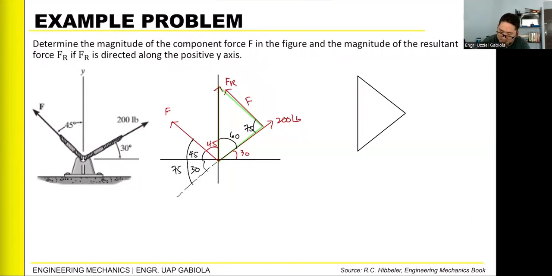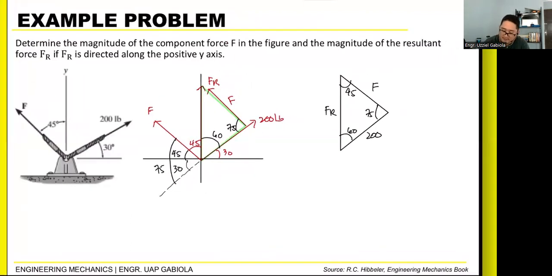Ayan. So, 75 and then ito 60. And ang total ng triangle ay 180. So, ma-minus mo lang. 180 minus 75 minus 60. That is 45. Okay? Which is correct kasi ito alternating angle sila. Kung 45 to, dapat 45 yan. Okay? And then, ito yung FR natin. Ito yung 200 natin. And then ito yung isang F natin.